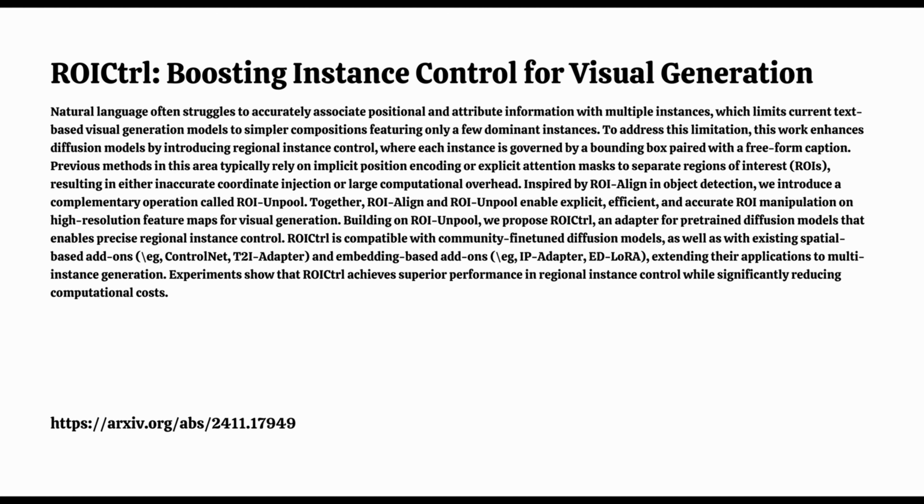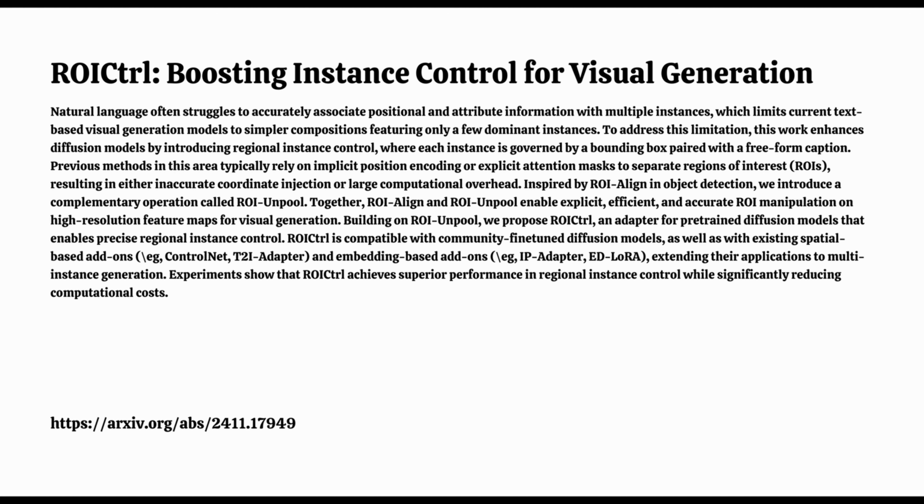Right. ROICtrl, the way it works now, really focuses on those individual instructions for each object more than the overall scene description. So in those cases where things are super close together, it can get a little confused. It's like those spot the difference puzzles. When things are too close, the differences get harder to see. That's a good way to think about it.